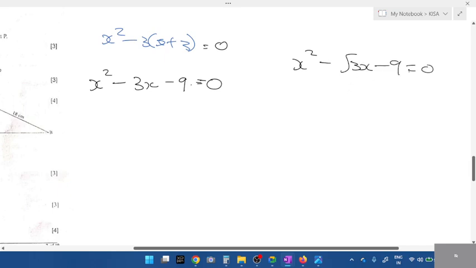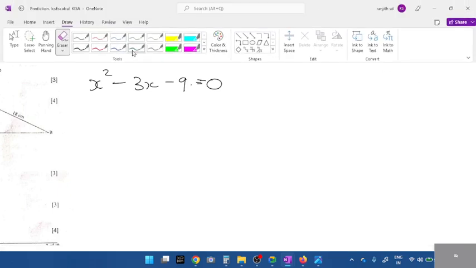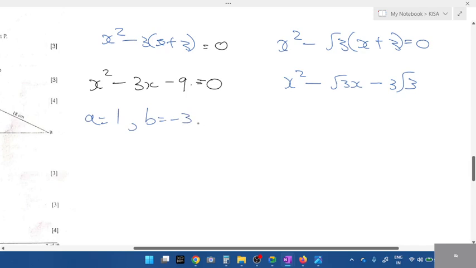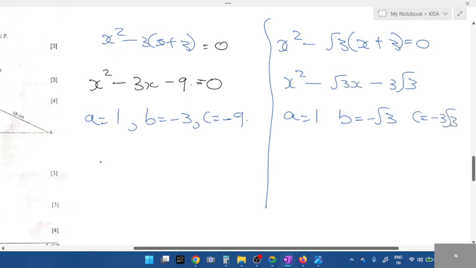Even if a root is given, students, x square minus root 3 x plus 3. When you open the bracket, what will you get? Root 3x minus into plus is minus 3 root 3. So don't get confused. Look here, A value. What is A, students? A is 1, B is minus 3 and C is minus 9. Same concept. A is equal to 1, B is equal to minus root 3, C is equal to what? 3 minus root 3.